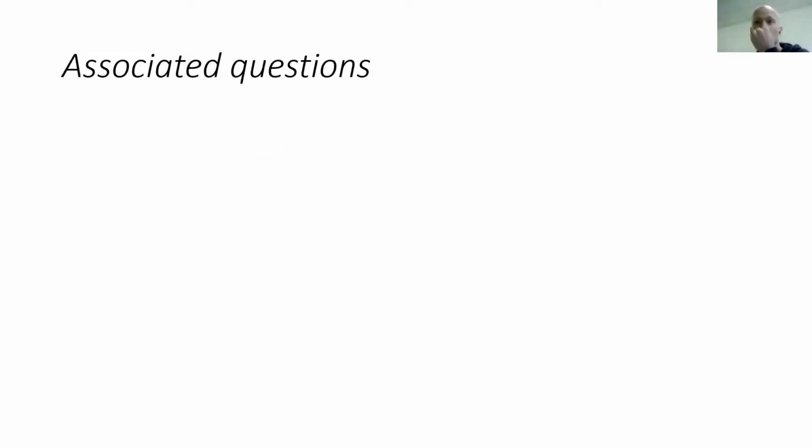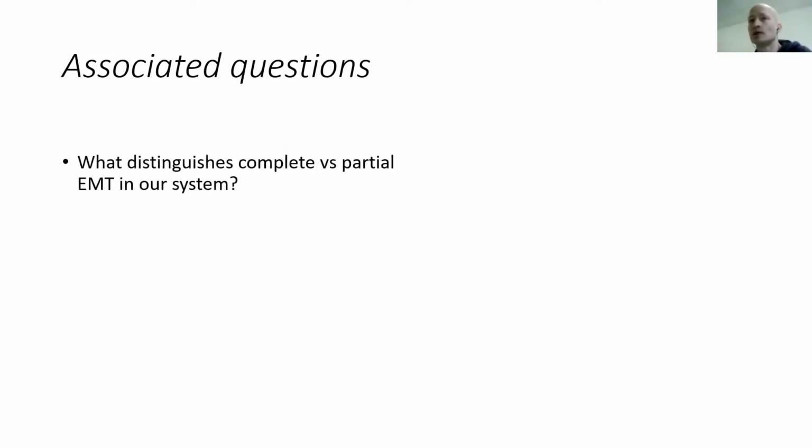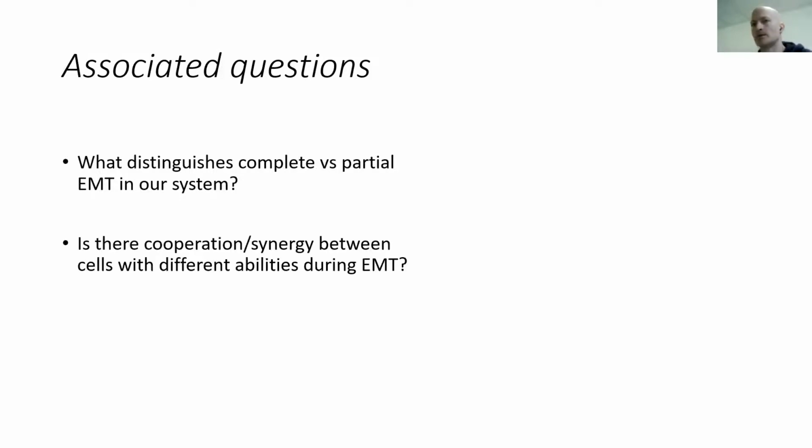So the associated question with this heterogeneity that we can see is, what does it mean in our system to have a complete or a partial conversion to a mesenchymal phenotype? That is not so clear. And then if we have a collection of cells with different phenotypes, do they cooperate? Is there synergy?